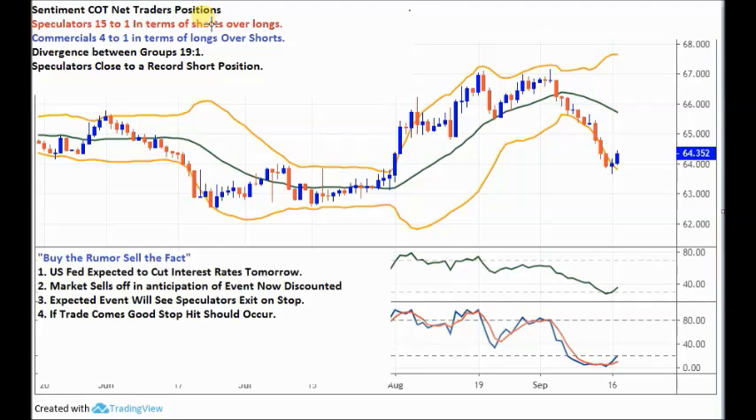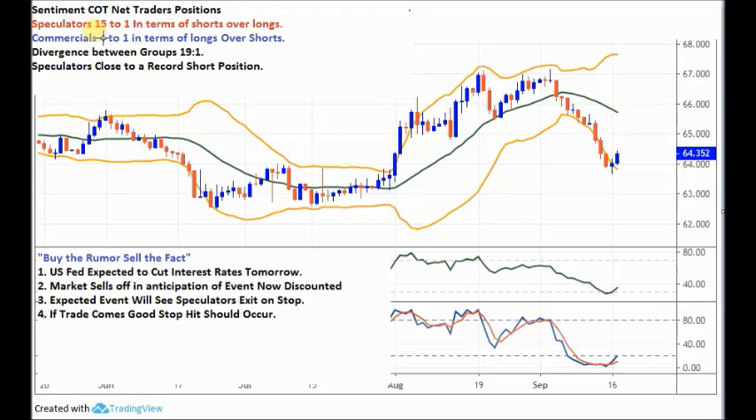Regular viewers will know this. If you're unfamiliar with the tool, it's totally free. It comes from the CFTC, released each week, and it will tell you what two key groups have got in terms of their actual positions in the market. Now, just to explain it briefly here, if you want to learn more about the COT, just look up our video, COT Net Traders Indicator, on our channel.